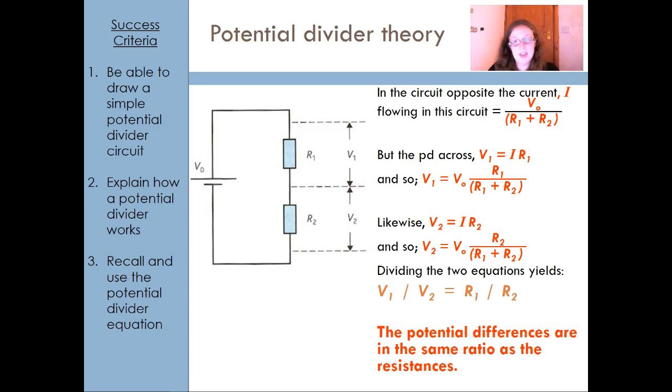All I'm saying is that potential differences across my potential divider are in the same ratio as the resistances. So it's pretty straightforward and simple. Now when you're working this out in the exam, they prefer you to use this equation here, and this version here. So either way, it doesn't matter. V out equals V in over R1 plus R2.